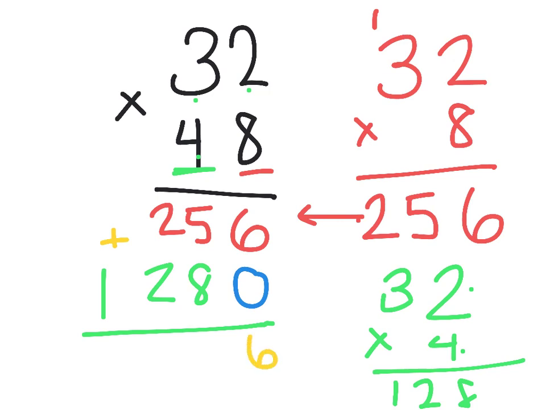6 plus 0 is 6. 8 plus 5 is 13. Carry the 1. 2 plus 2, 4, plus my 1 is 5. And 1. So my number is 1,536.